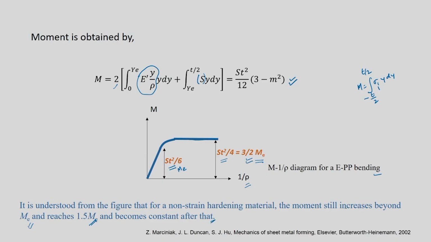So, the moment still reaches beyond ME. ME is this particular value, then there is a small transition, and then it becomes 1.5 ME. So, this height becomes 1.5 times ME, and then it becomes constant. Though there is no hardening, there will be a slight increase in M, that is 3 by 2 times ME, if you want to push it to a constant moment. That much is required here. So, that is one interpretation one can get from this.